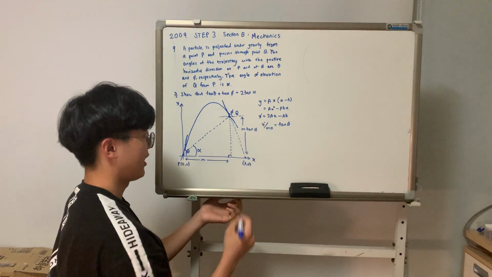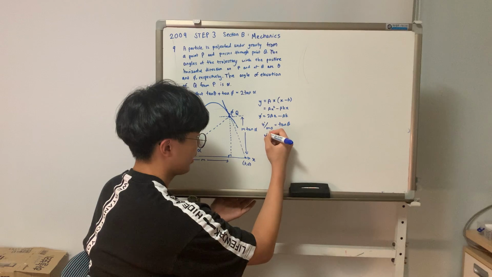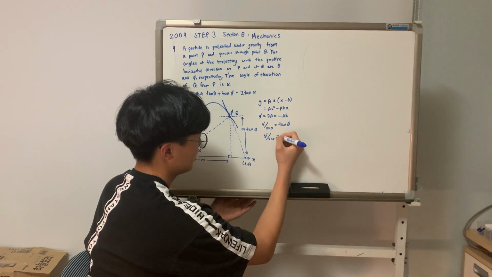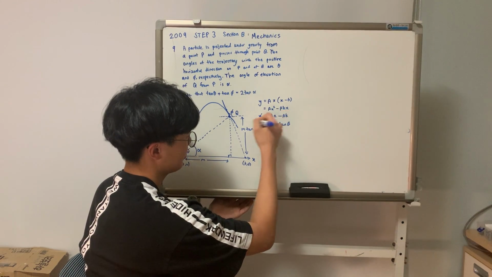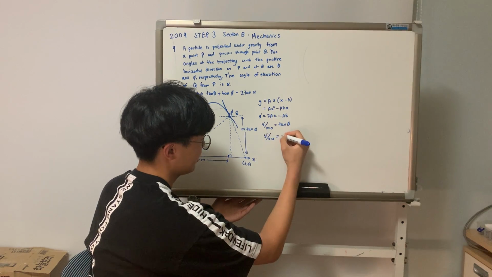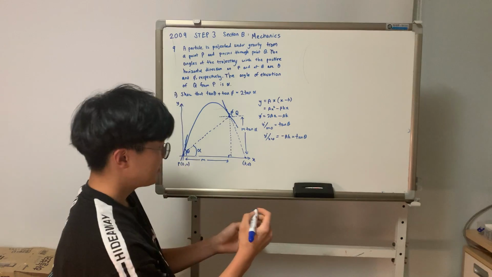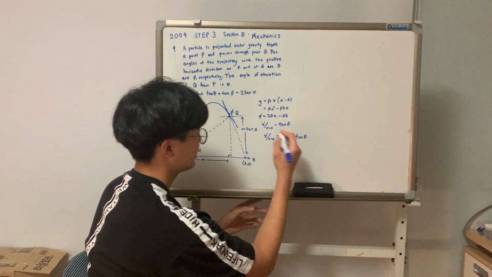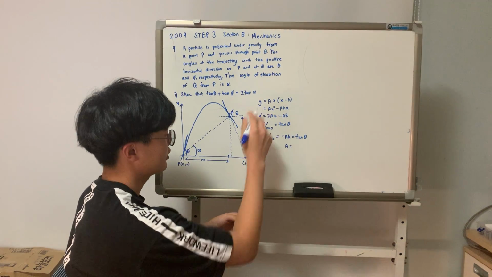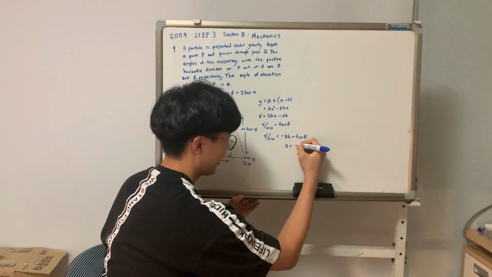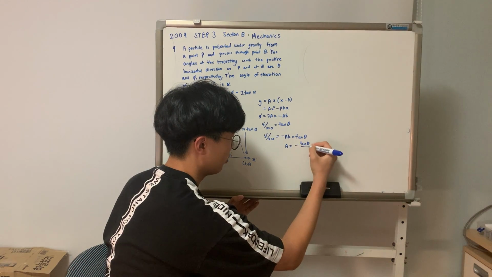And so if you plug x into y prime over here, we get y prime at x equals 0 is equal to, we cancel this term here because x is 0, and get minus ak is equal to tangent theta. This means that we could represent a, which is the coefficient of x squared, as minus tangent theta over k.